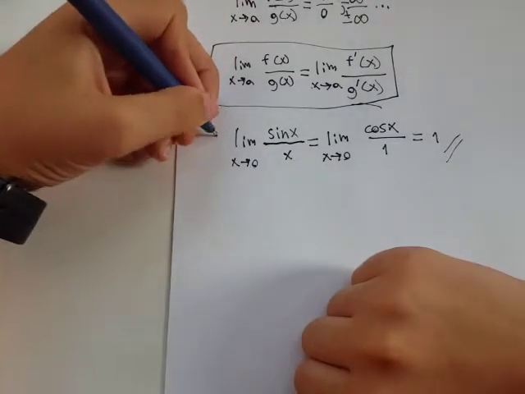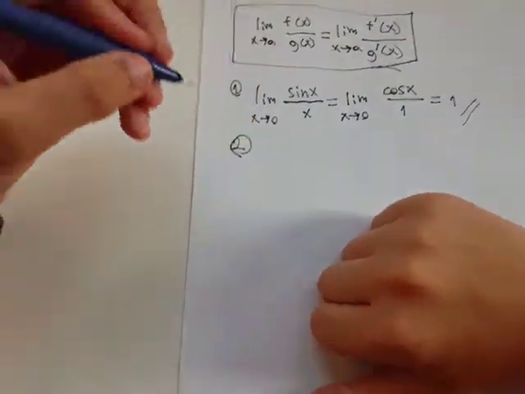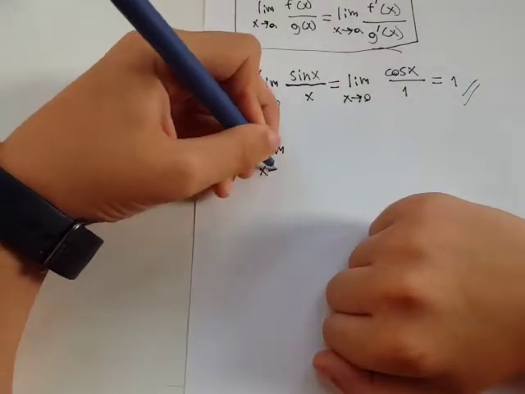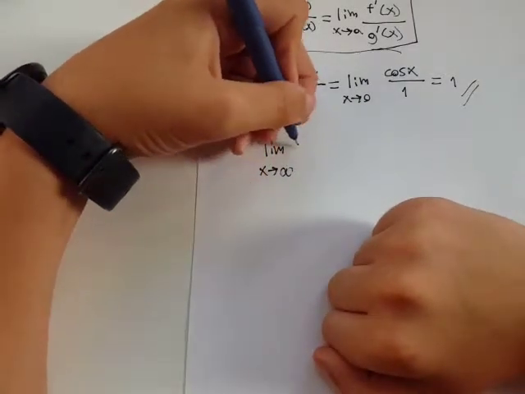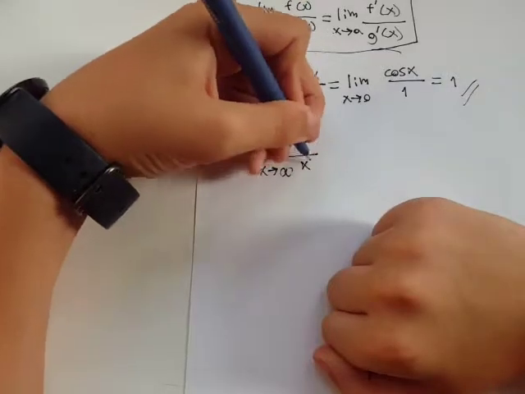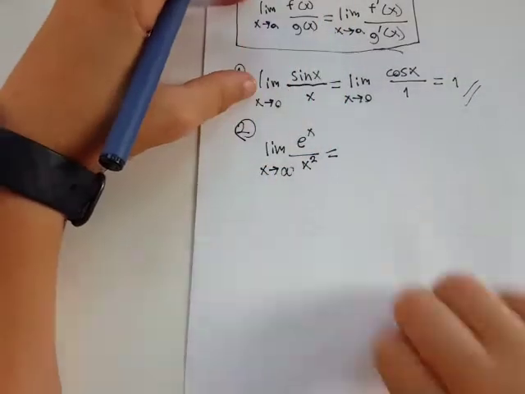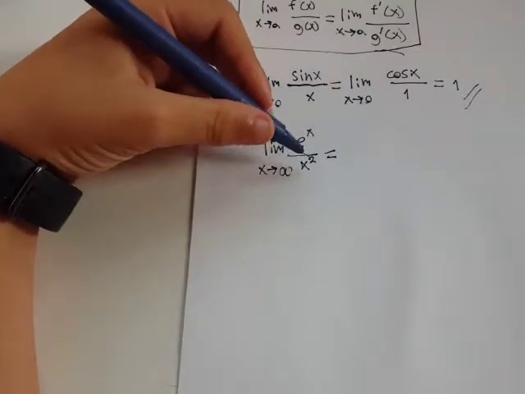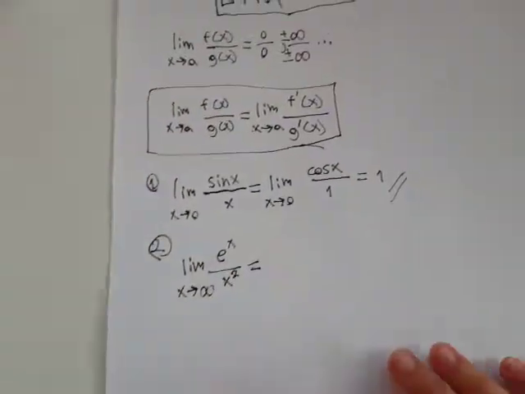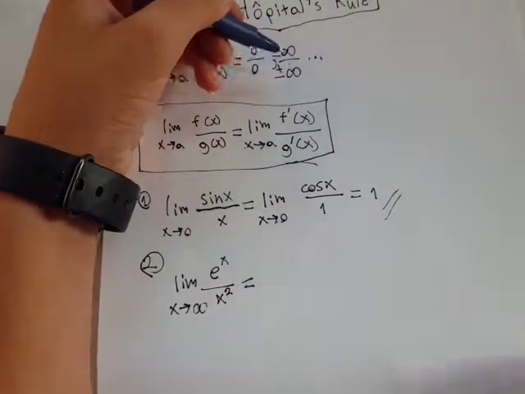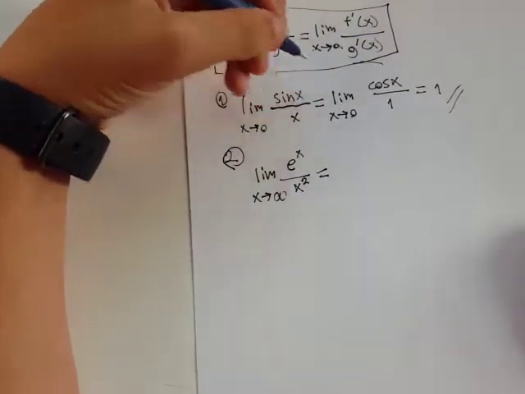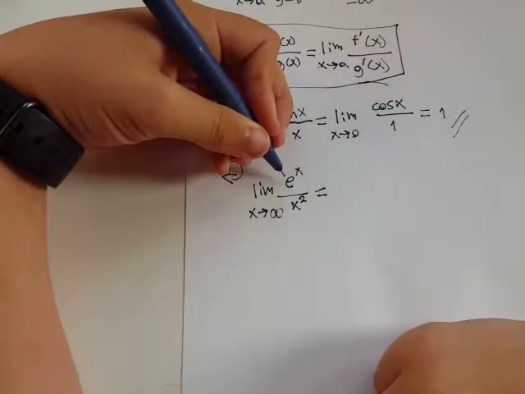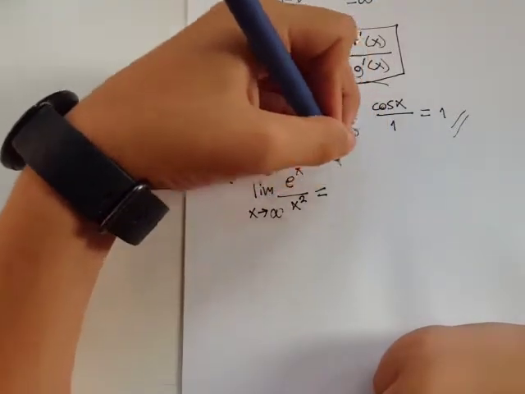Now, let's do a second example. The limit as x approaches infinity of e to the x over x squared. If you look at this, both e to the x and x squared approach infinity, so it gives us an indeterminate form. So what we do is apply L'Hopital's rule and take the derivative of the numerator and the denominator of the fraction.